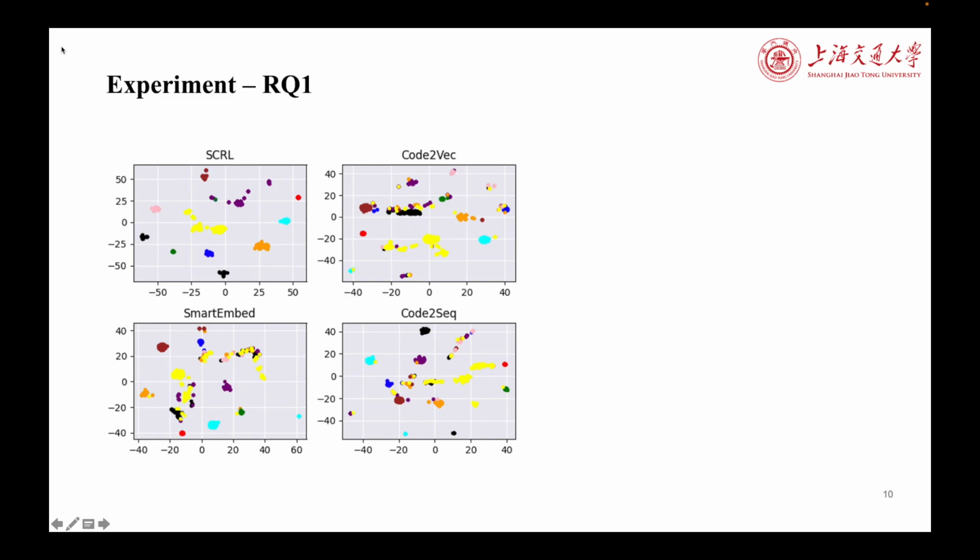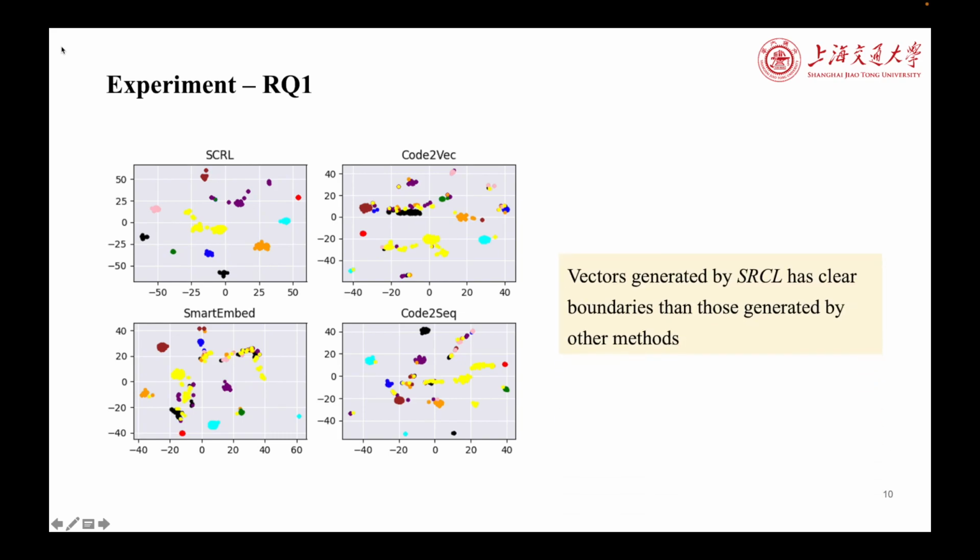To further show the effectiveness of SRCL, we visualize the code vectors produced by all four methods. From the figure, we can observe that code vectors generated by SRCL have clearer boundaries than those generated by other methods. This helps the k-means algorithm to cluster contracts. What's more, vectors of some classes, for example red, are close to each other, nearly clustered as a point. This confirms our initial finding that code reuse is a common phenomenon in smart contracts.